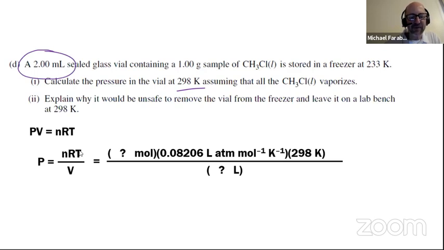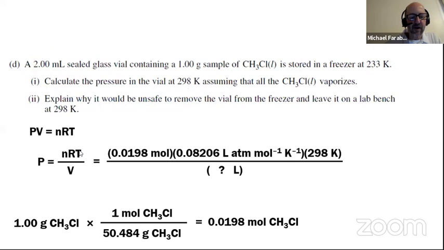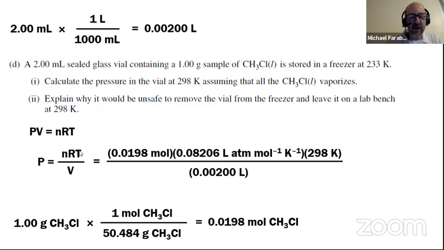So to get my moles, I'm going to have to just convert 1 gram of CH3Cl into moles. That's a quick little periodic table, molar mass. And that number, 0.0198, goes into my expression for the ideal gas law. Of course, 2 milliliters is not the same as 2 liters. If you divide by 1,000, 2 divided by 1,000 is 0.002. And we do this math. Let's see what the pressure is inside the sealed glass vial. Now you have to check your calculator. In fact, if you check it, it is correct. Wow. The pressure inside that vial would be 242 atmospheres.